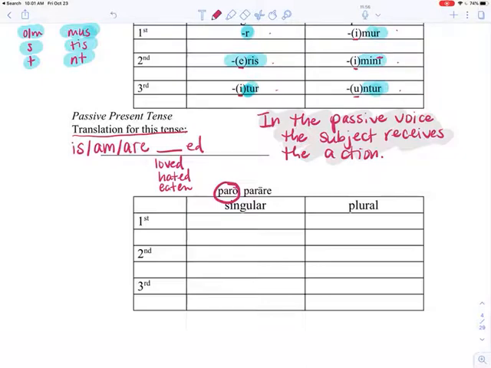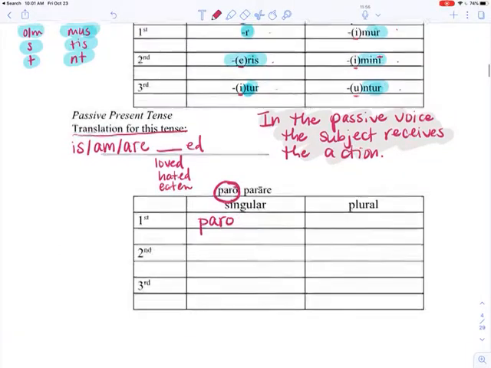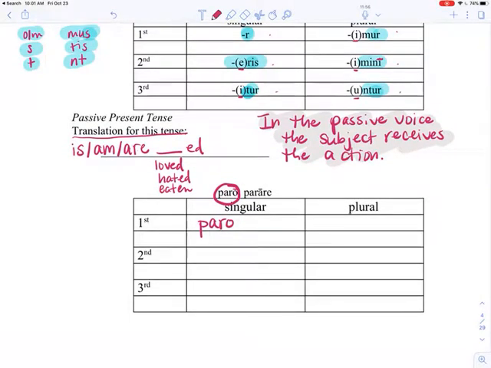Sorry. Sometimes I just get ahead of myself. So we're going to keep the O. Okay. We are going to drop the macron though. There should have been a macron over the O, but we're going to drop it. So we have paro. And then we're just going to add our present passive ending, which is are. Okay. And so this is going to be I am prepared.